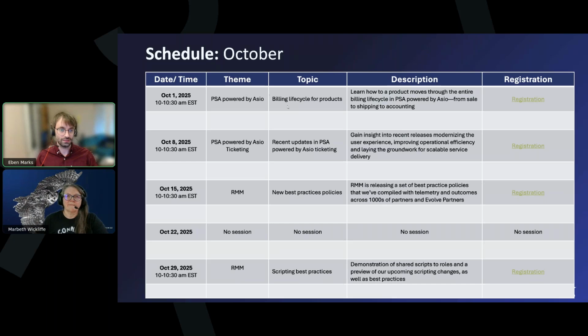And coming up, after today, we've got PSA, recent updates to PSA Powered by Asio ticketing. We have got RMM talking about new best practices. We are then taking a week off, October 22nd, and then coming back on the 29th with RMM again, with scripting best practices. And you'll see there's the registration links there, down on the side. And like I say, this is also in the ConnectWise University calendar.